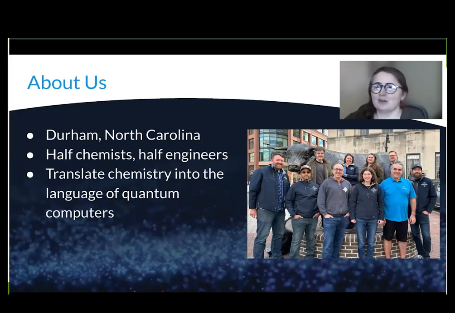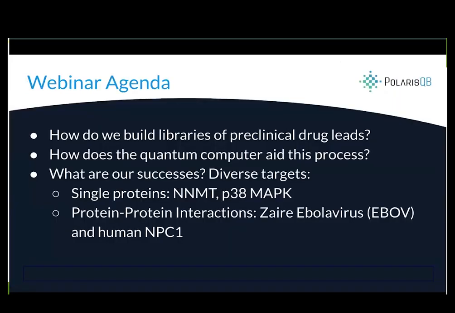So let's look at our agenda for the day. So how do we build libraries of preclinical drug leads? So we'll discuss how our approach complements other approaches to speed library design. How does the quantum computer aid in this process? And for that, we'll cover how we translate this problem into something that can be solved on a quantum annealer. And then we'll look at our successes. For that, we have some case studies, including single protein and protein-protein interactions. And then we'll have time for questions.